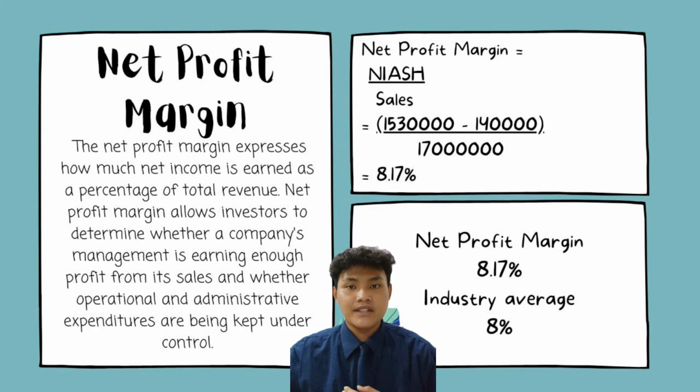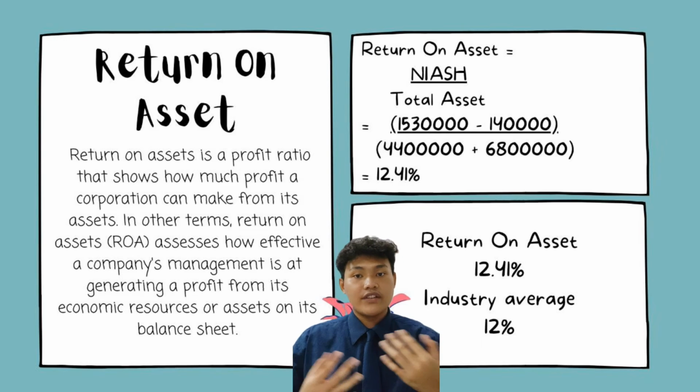Hikmah Bati Berhad's net profit margin is 8.70%, which is higher than the industry average of 8%. As a result, Hikmah Bati Berhad's performance is commendable. For improvement, we can raise our net profit margin by increasing revenue, such as by selling more goods or services or by raising prices.